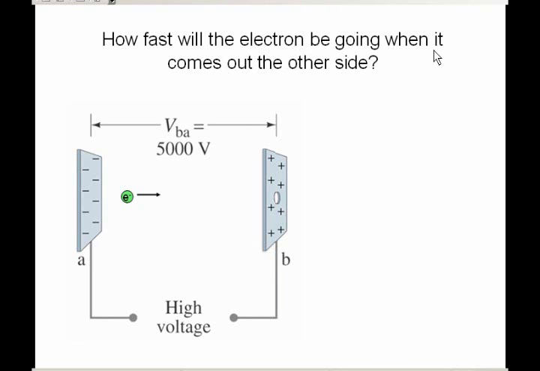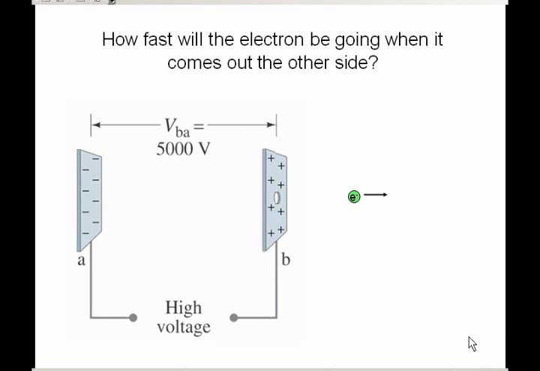How fast will the object be going when it gets through the other side? We have two parallel plates. This one has a negative charge on it, and we have an electron over by the negative plate. The electron is going to repel away from the minuses and be attracted towards the pluses. Right? So it's going to come flying through the plates. How fast is it going when it gets to the other side?